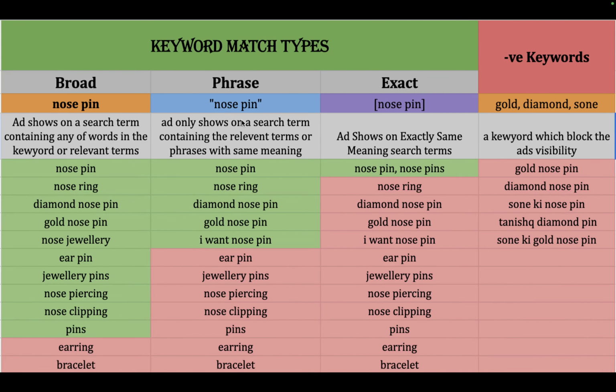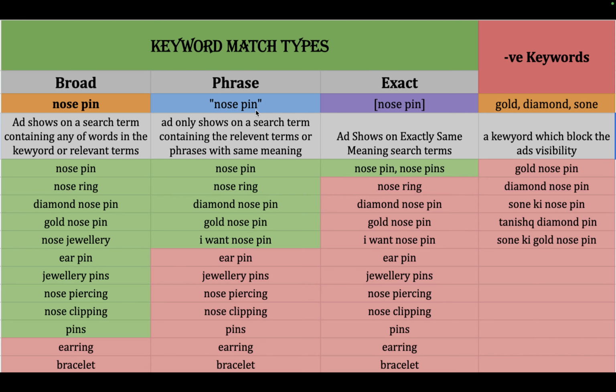So you can see no spin in phrase match can show the ads on 100 different searches. I have mentioned a few searches over here, like it can show the ads on no spin, nose ring, diamond no spin, gold no spin, iPhone no spin. So on all of these 5 searches, this no spin can show the ads.